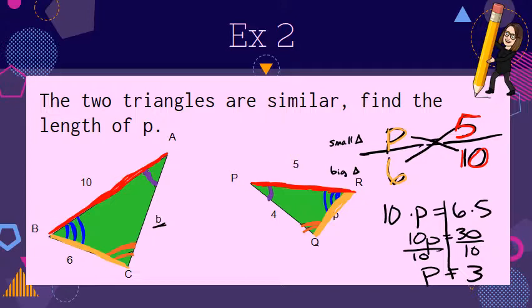So that makes sense. If I was to put a 3 here where P is, it's smaller. It makes sense. Notice the relationship is it's half the size of the other triangle. So P is 3.